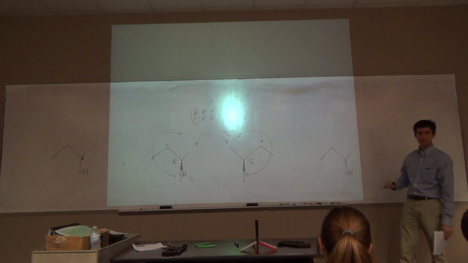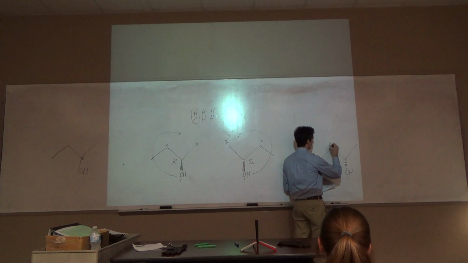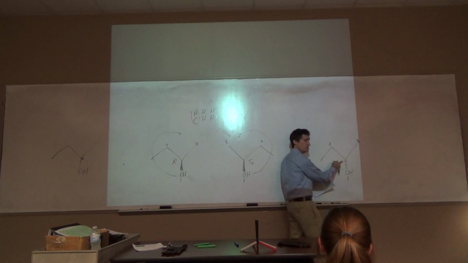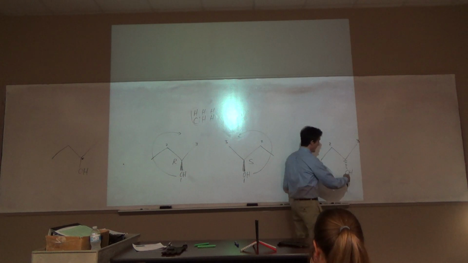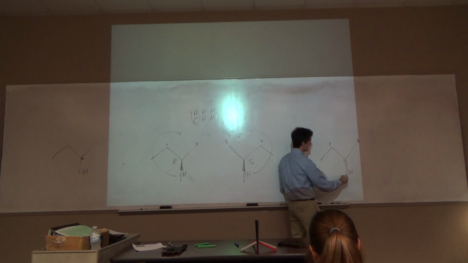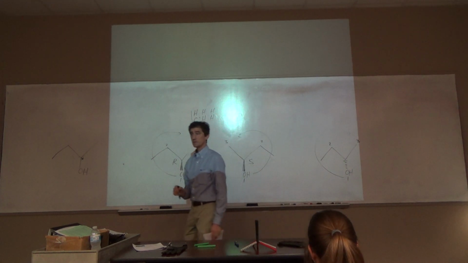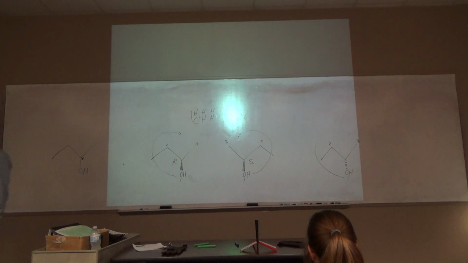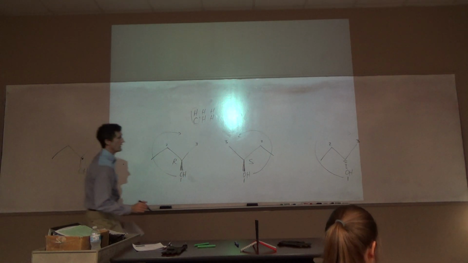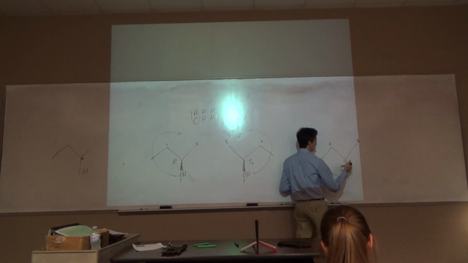Which one is this? Well, this is 1. This is 2. This is 3. The H is forward here. As drawn, the 1, 2, 3 is what? Clockwise. But since the low priority group is forward, what do we do? What do we do with our answer? We flip it. Clockwise, but the low priority group is coming forward, so this is S.